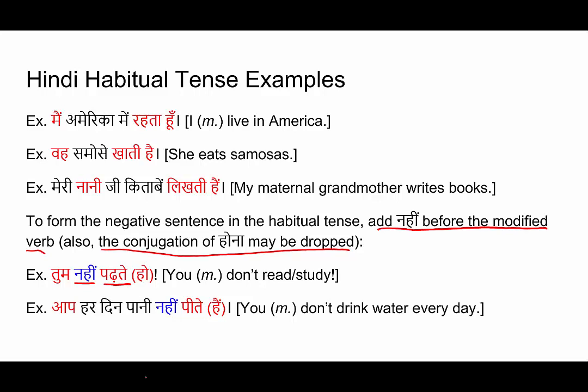आप हर दिन पानी नहीं पीते हैं और आप हर दिन पानी नहीं पीते. You don't drink water every day. So once again, nahi appears right before the modified infinitive pite. In negative sentences in the habitual tense, the conjugation of hona may be expressed for emphasis if so desired.